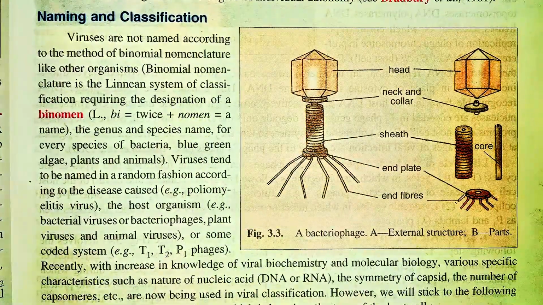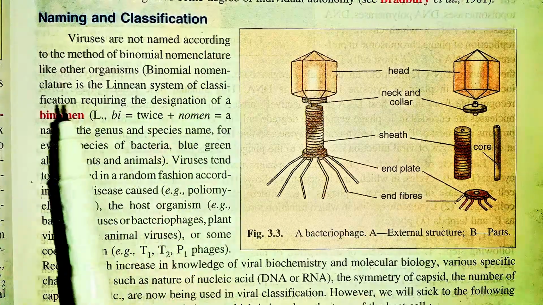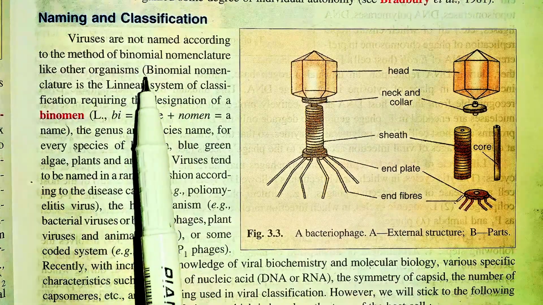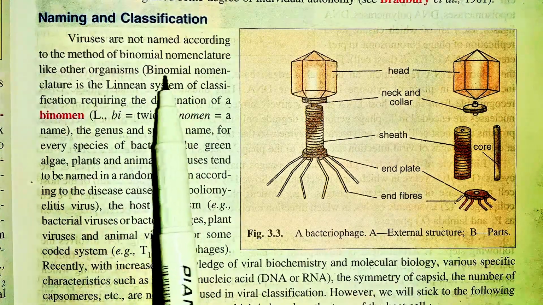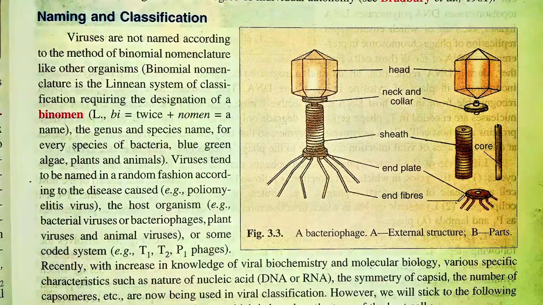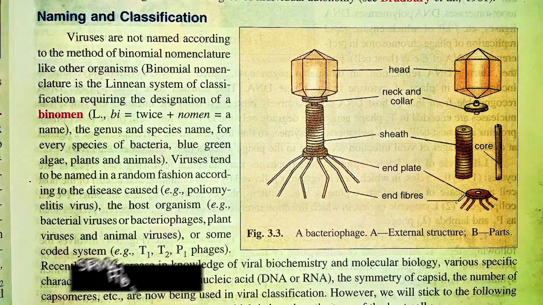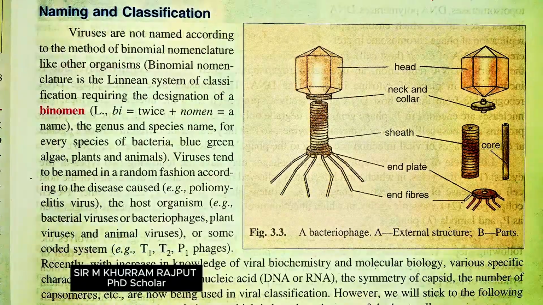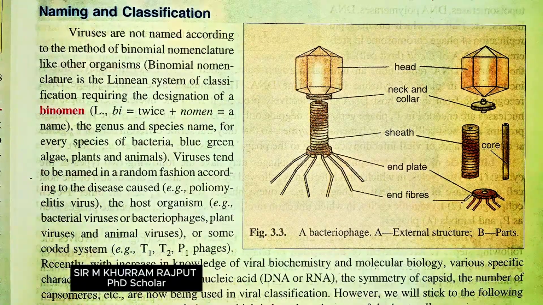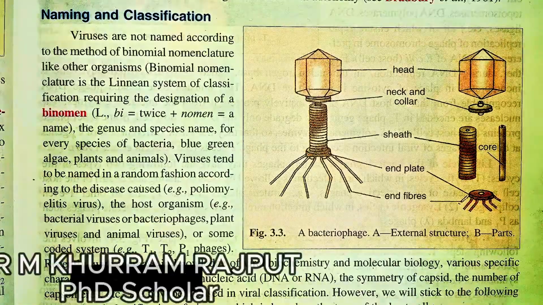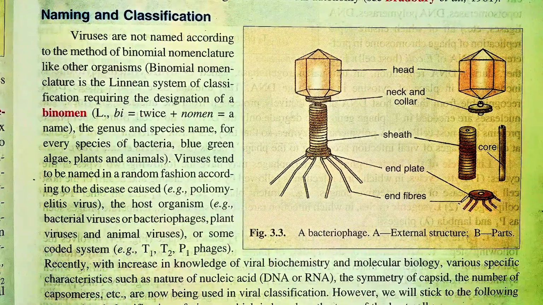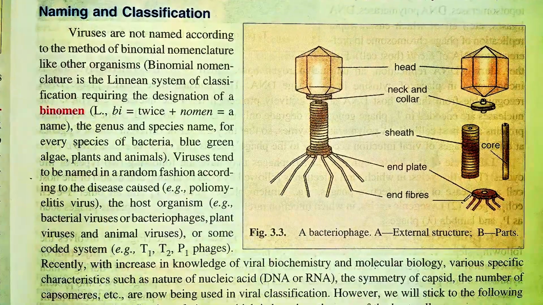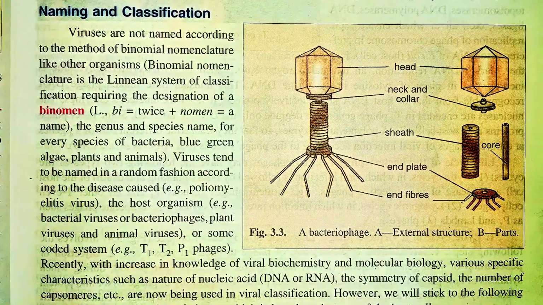Binomial nomenclature basically means the naming system. Binomial, bi means two, nomial means names. So this method is not applied to viruses. If you ask me how viruses are named, let me tell you that viruses are named in a random fashion, according to the disease they cause.